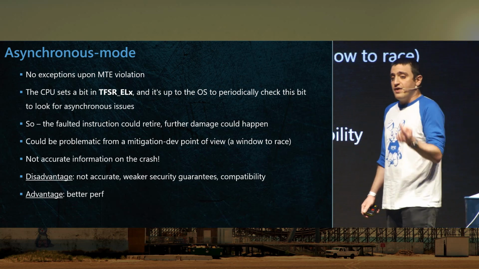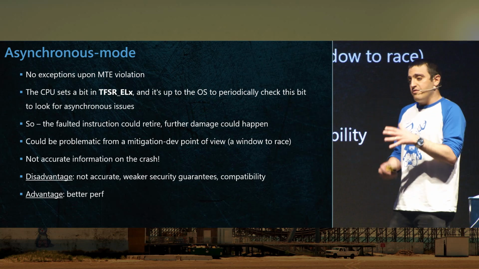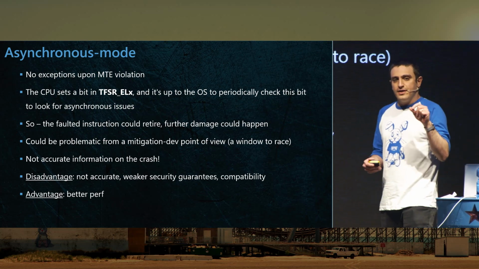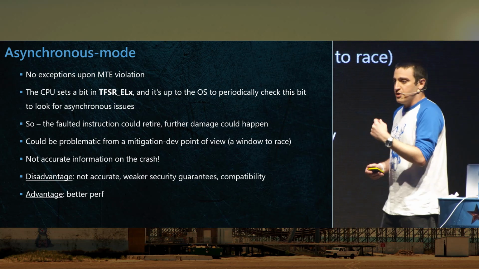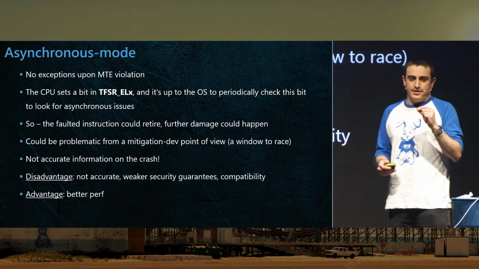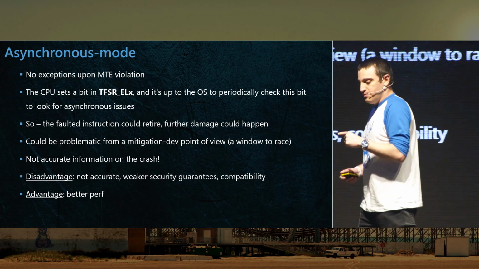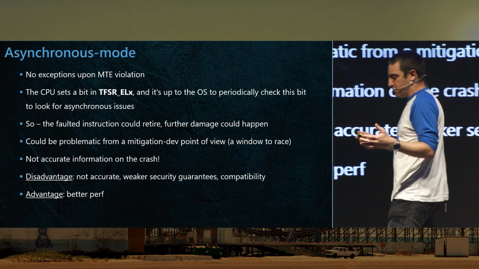Okay, we also have asynchronous mode. With this mode, we have no exceptions. Here, the CPU just sets a bit in a system register when it detects a memory tagging violation. And it's the job of the operating system, or up to you in your code, to periodically scan this register and look for asynchronous issues.